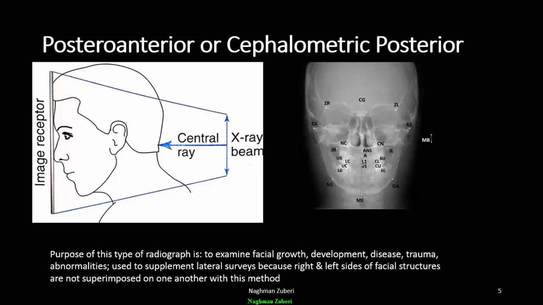Posteroanterior or cephalometric posterior radiograph. Purpose of this type of radiograph is to examine facial growth, development, diseases, trauma, abnormalities. It is used to supplement the lateral surveys because right and left sides of facial structures are not superimposed on one another with this method. So you can easily find any facial deformity.